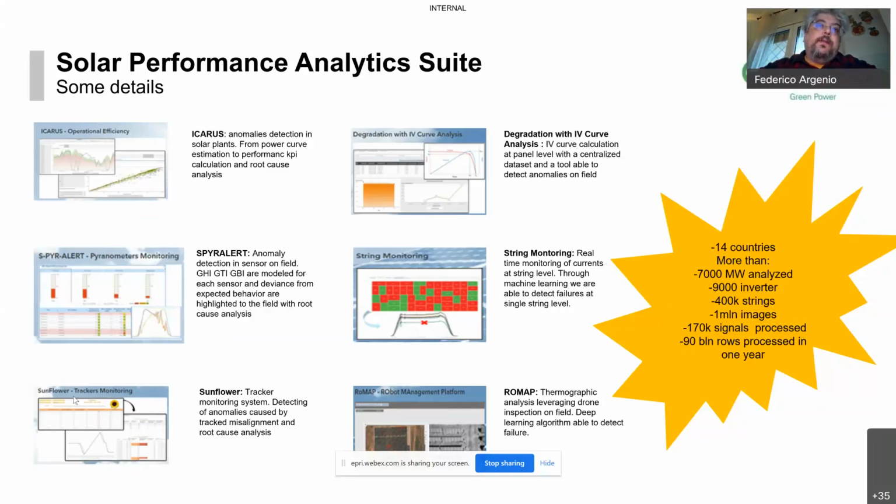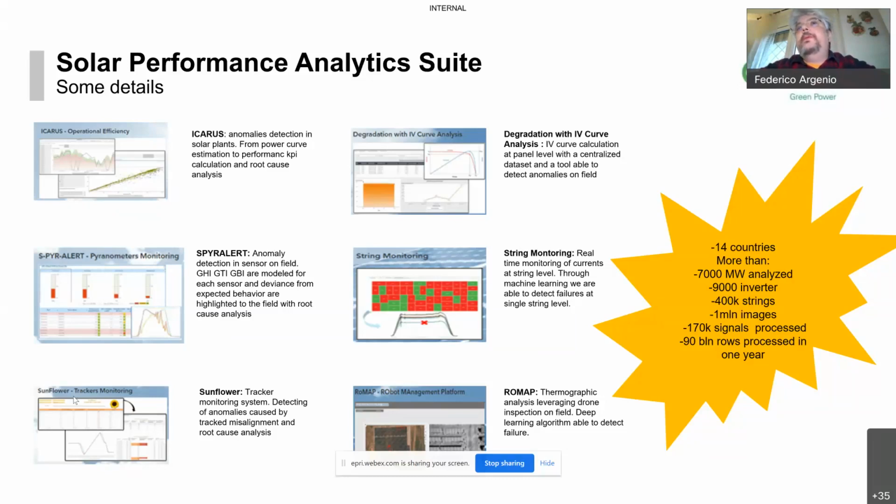Then we have our robot management platform, our ROMAP project. This is a tool that we developed with drones flying over the solar plant, equipped with a thermal camera. We developed a model based on convolutional neural networks, an example of deep learning for image recognition, that is able to detect failures or problems in the different panels, like, for example, hotspots, an activated bypass diode, or troubles with strings, and so on.